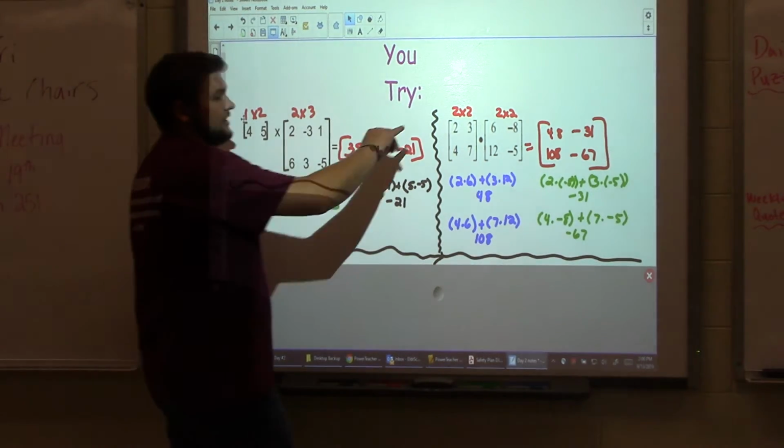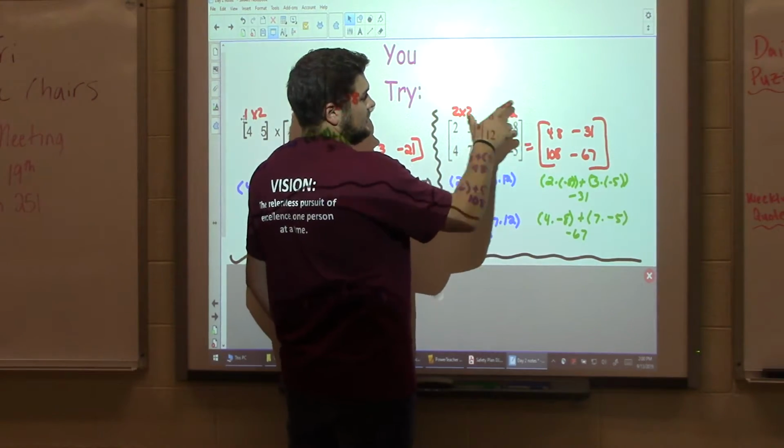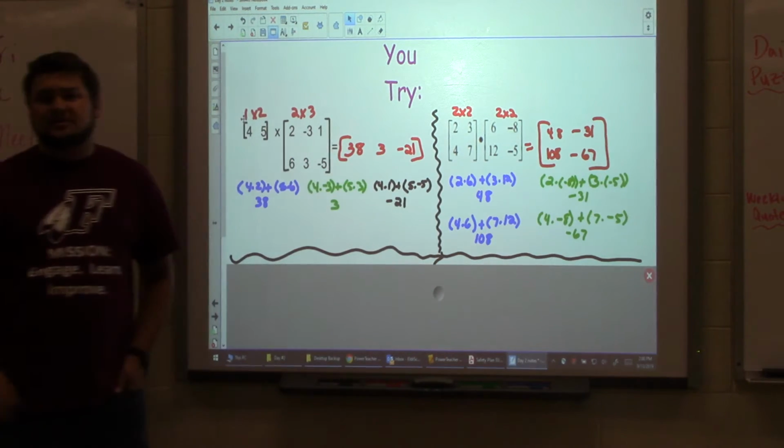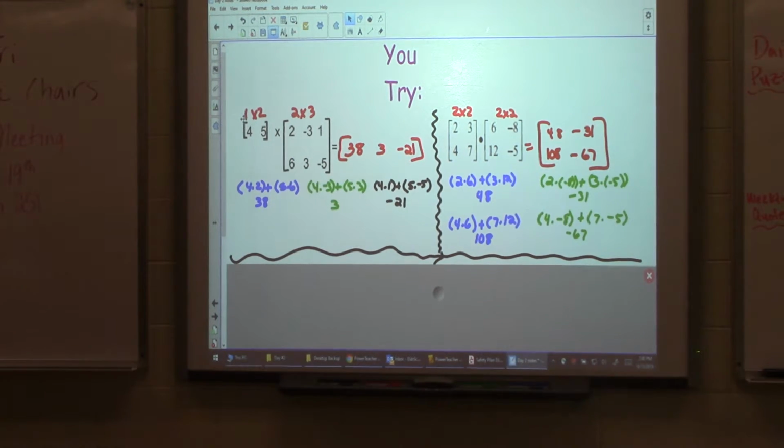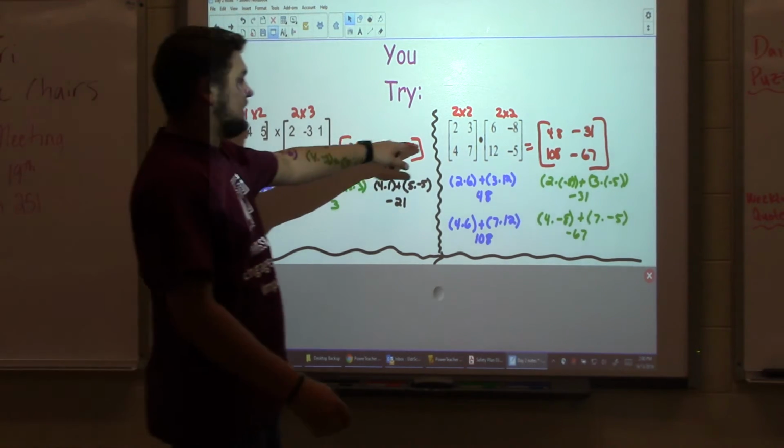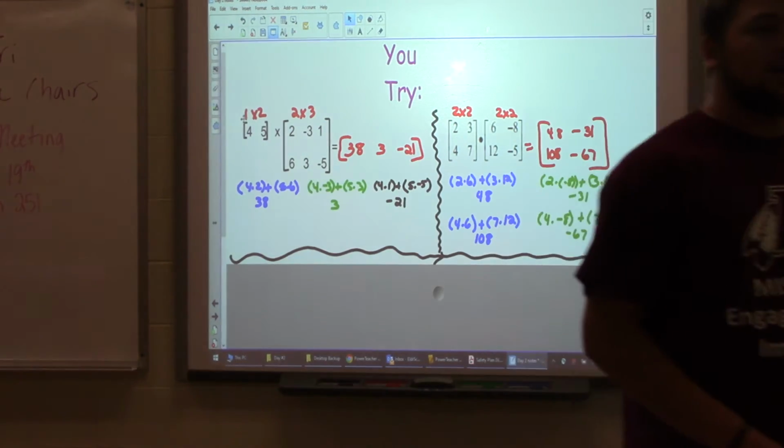The next one, a 2 by 2 times a 2 by 2. The 2's in the middle match, so I'm going to have a 2 by 2 answer matrix. I should get 48, negative 31, 108, negative 67. Are there any of them you want me to go through? Any of these numbers that you didn't get? You want me to show you how we got them? Anything like that?